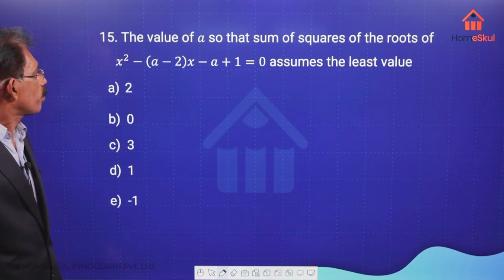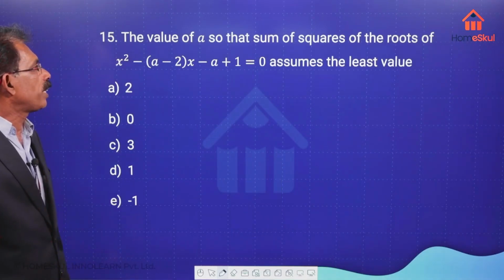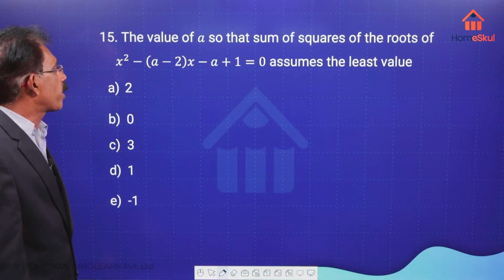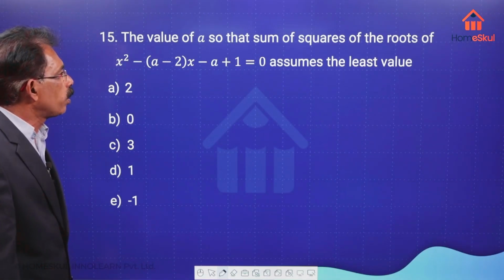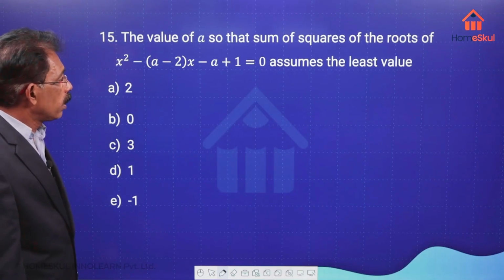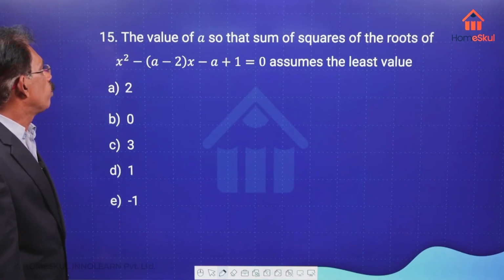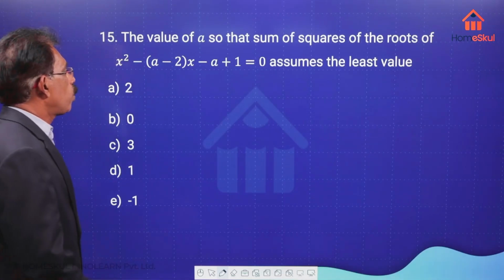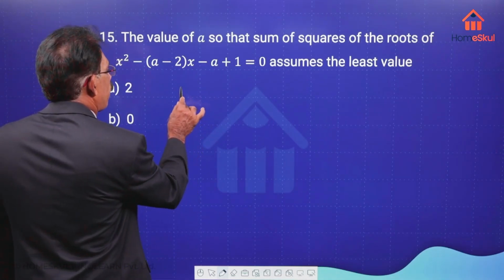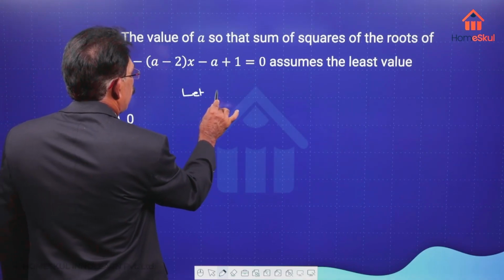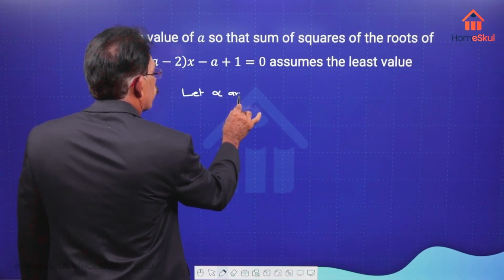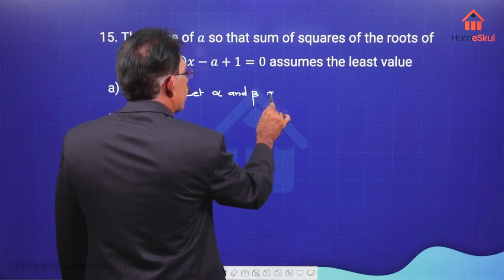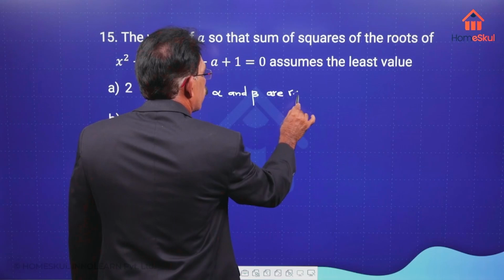The value of a so that the sum of squares of the roots of the equation x square minus (a minus 2)x minus (a plus 1) equals 0 assumes the least value. The sum of squares of the roots. So let alpha and beta be the roots.